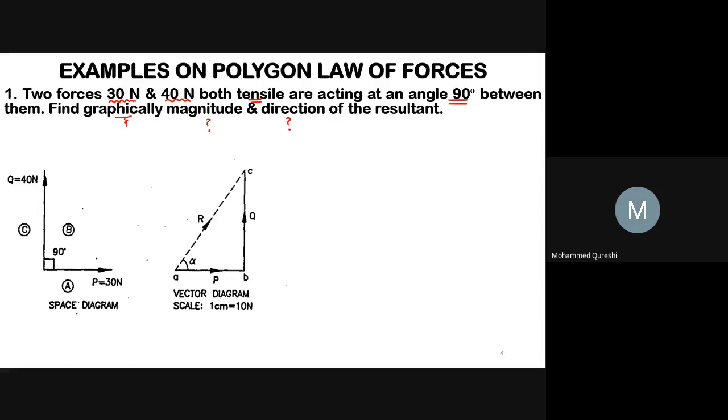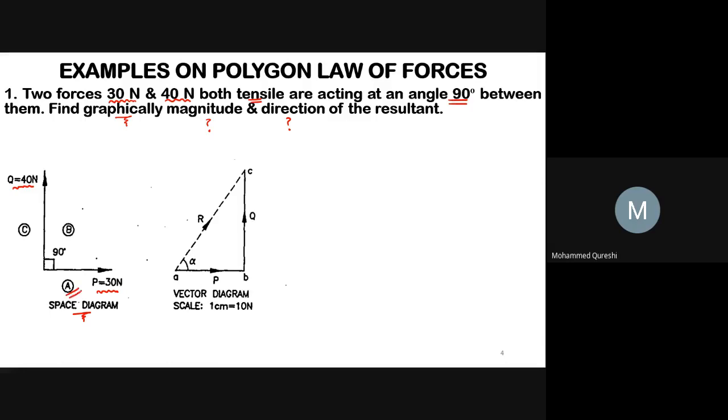Now this is your space diagram and the space diagram is already given in your example. So here let us assume that P equals 30 Newton and Q equals 40 Newton. And both forces are tensile, so both forces are going away from this point and both forces are acting at an angle 90 degree between them. Now we will give the Bow's notation to this space diagram.